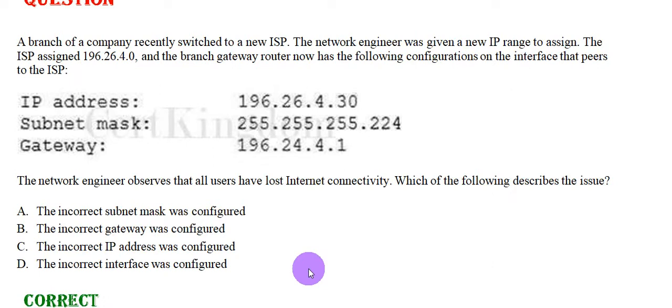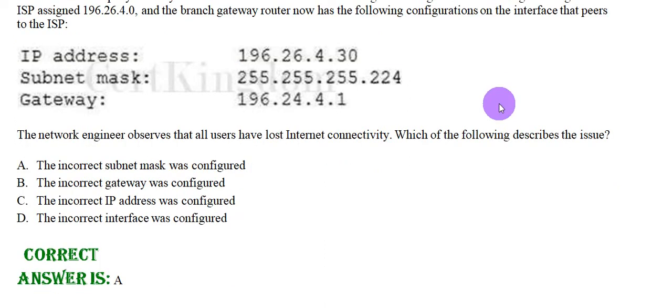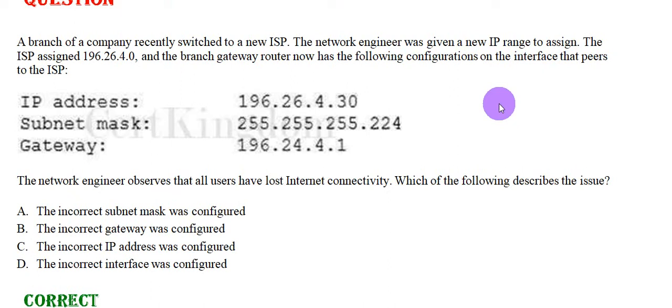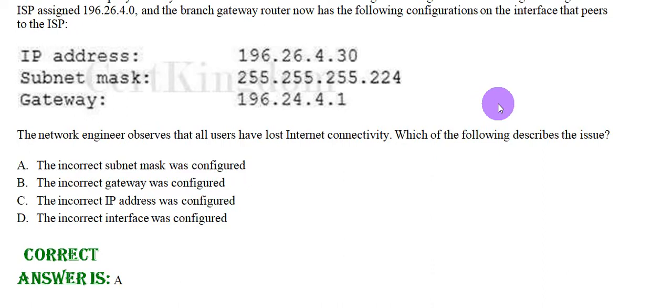A branch of a company recently switched to a new ISP. The network engineer was given a new IP range to assign. The IP was assigned as given, and the branch gateway router now has the following configuration on the interface that peers with the ISP. Please have a look at the IP address, subnet mask and gateway. The network engineer observes that all users have lost internet connectivity. Which of the following describes the issue? Option A, the incorrect subnet mask was configured. Option B, the incorrect gateway was configured. Option C, the incorrect IP address was configured. And option D, the incorrect interface was configured. The correct answer is option A.